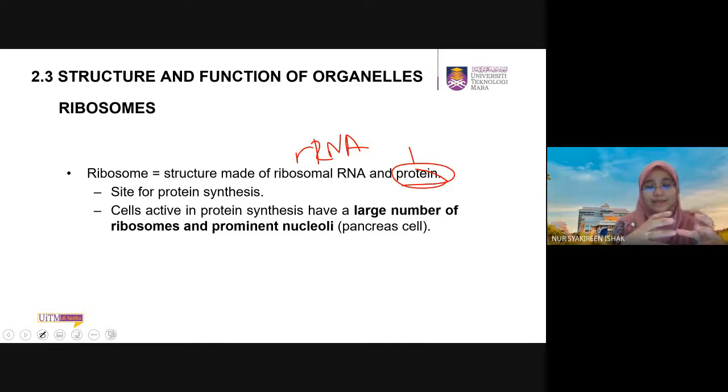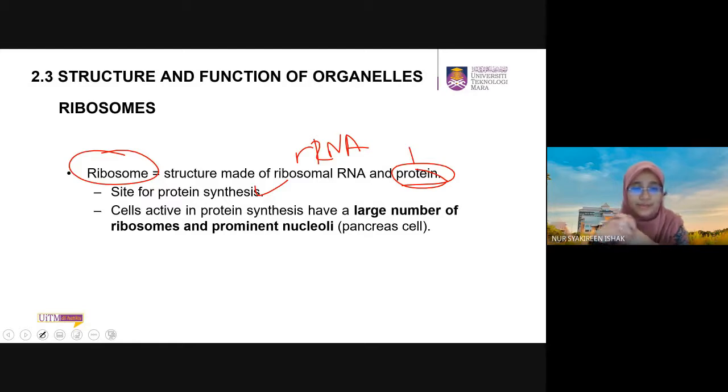Once the small and large subunits have been produced, only then will they be assembled in the cytoplasm to produce a functional ribosome. So the ribosome is the site for protein synthesis. It is an organelle that does not have any membrane. So that's why they are found in the prokaryote, and also they are found in the eukaryote.